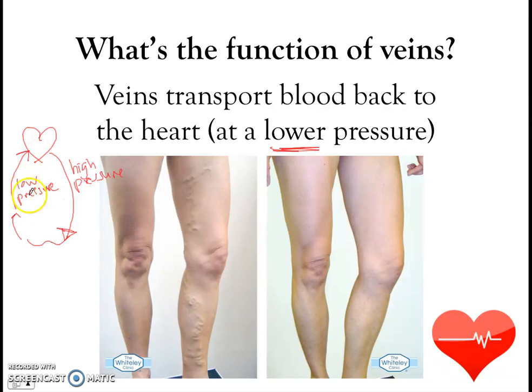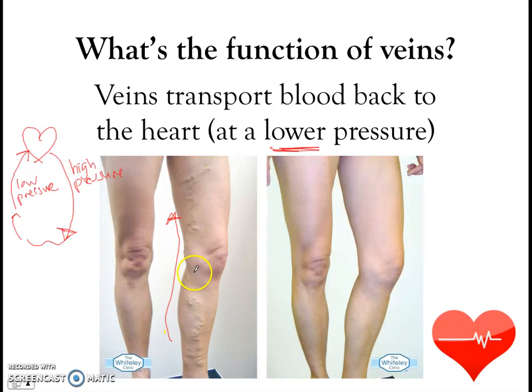Now this creates some problems. Imagine if your veins had to carry blood up, back to your heart, from the bottom of your leg. It would be a very difficult task because there is gravity acting against that. And it's very hard to transport blood upwards at a low pressure. So that results in problems in some people.